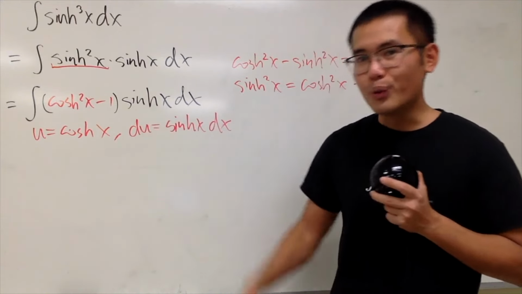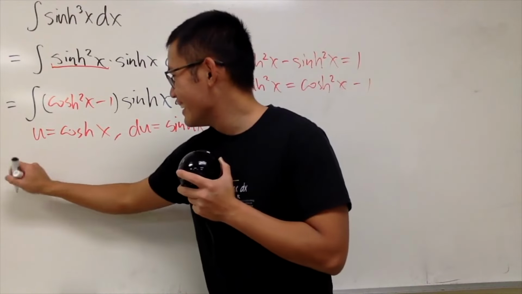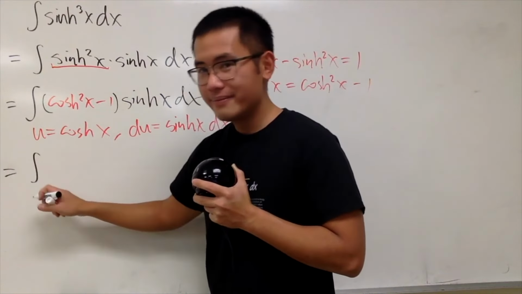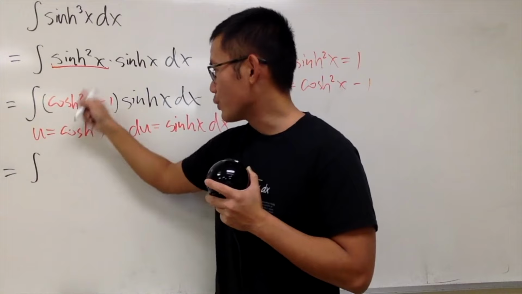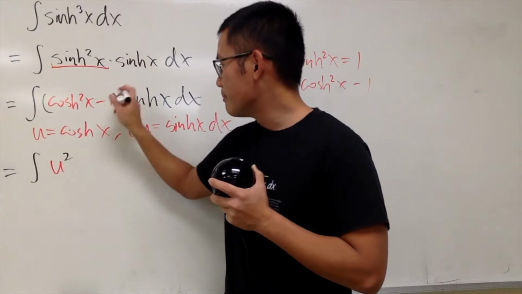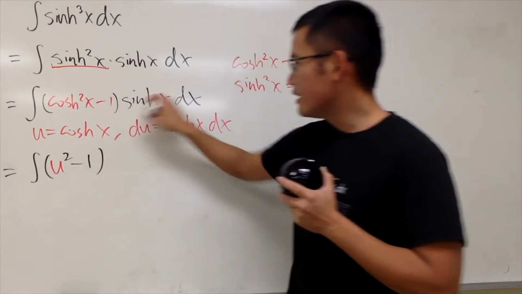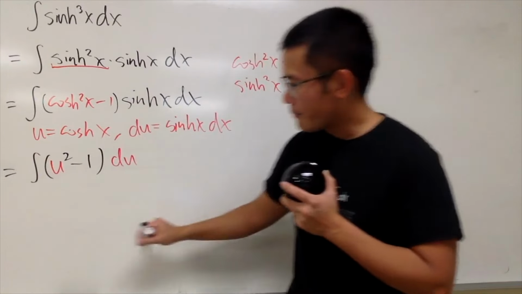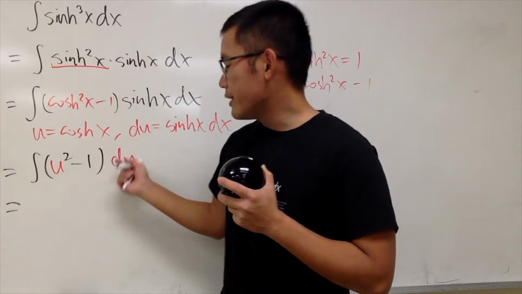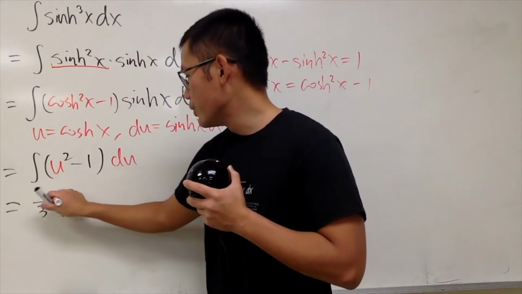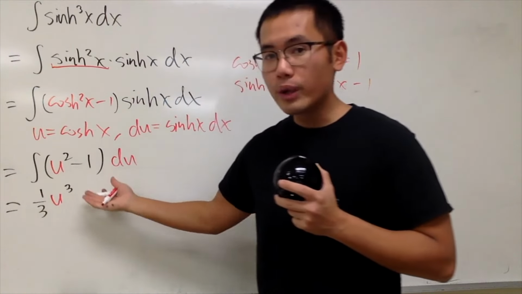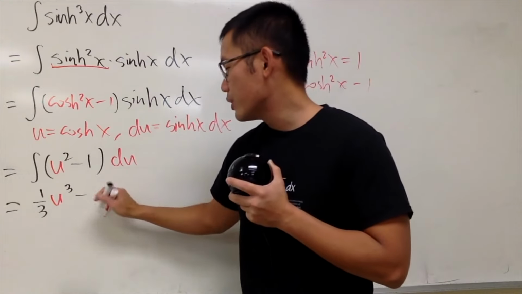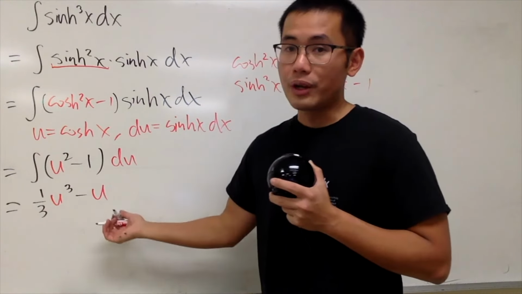So we can go to the u world real quick. This right here gives us the integral. This right here is the u. So we have u squared, and then minus 1. And then this right here is the du. So now that's all we have to do. Now, integrating u squared in the u world, we get 1/3 u to the third power. And then integrating 1 in the u world, we just get u. So we have the minus of u right here.